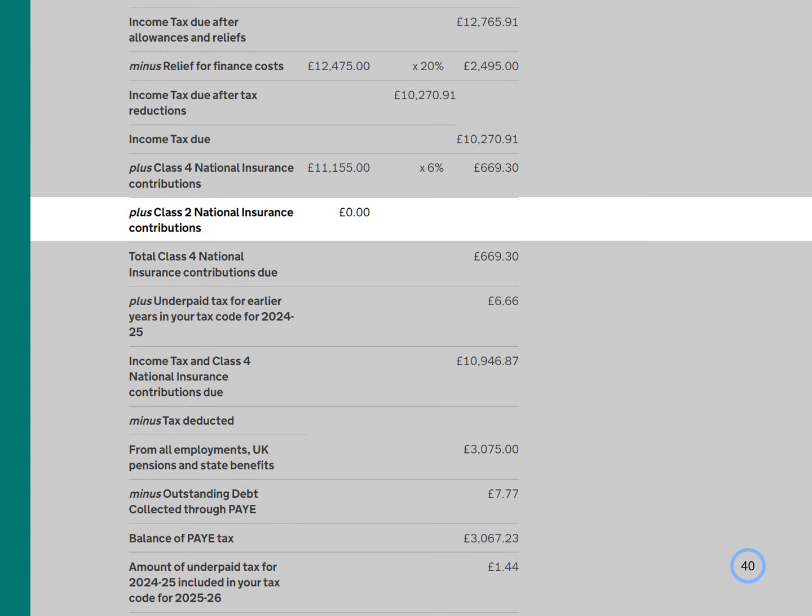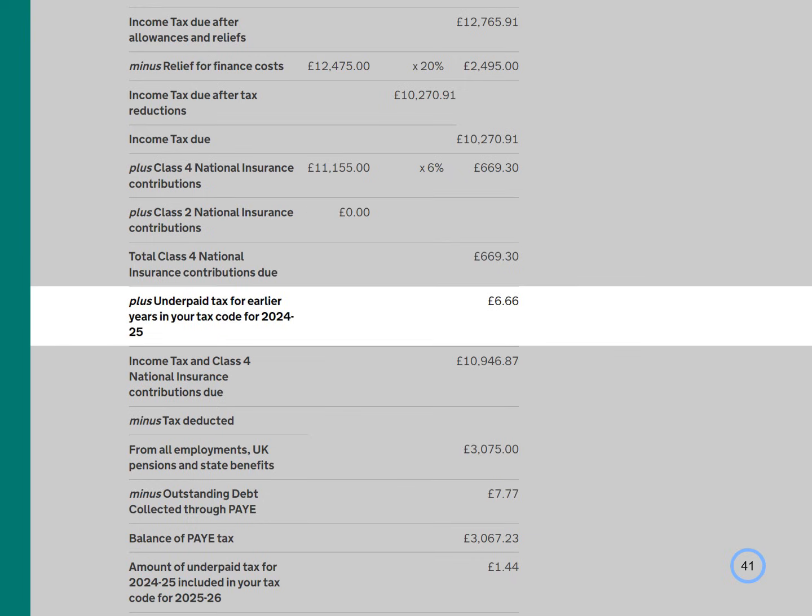Class 2 national insurance will only show if your profit was below the small profits threshold of £6,725 and you've chosen to make voluntary contributions. These are charged at £3.45 for each week that you were registered as self-employed or in a partnership. If your profit was above £6,725, Class 2 National Insurance is treated as having been paid and will show as zero in your calculation, providing you were correctly registered as self-employed for national insurance purposes.